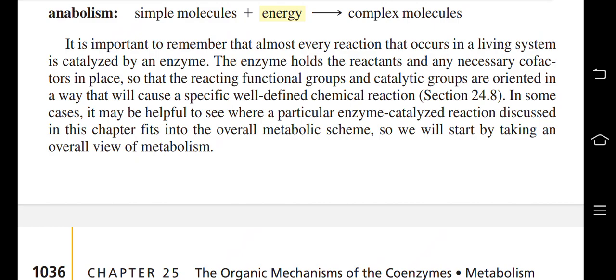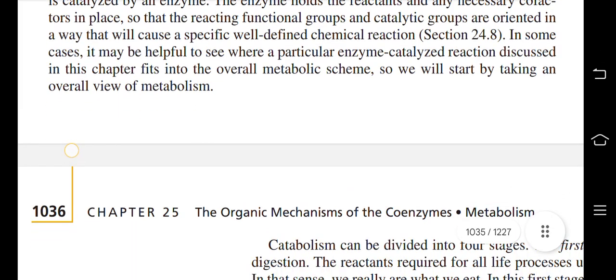In some cases, it may be helpful to see where a particular enzyme-catalyzed reaction discussed in this chapter fits into the overall metabolic scheme. So, we will start by taking an overall view of metabolism.